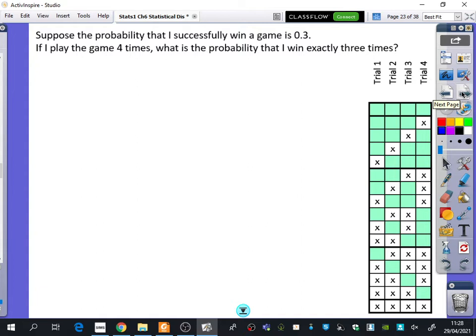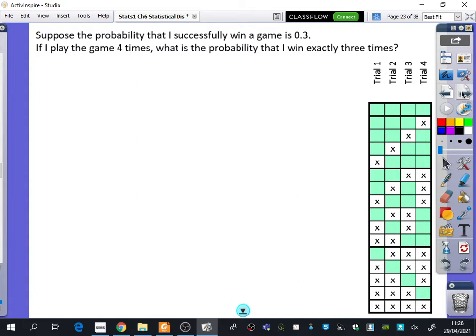And I'm not going to play the game three times, I'm going to play the game four times. It's a bit like that mixed exercise question we were talking about, mixed exercise, question 6 it was. If I play the game four times, what is the probability that I win exactly three times?